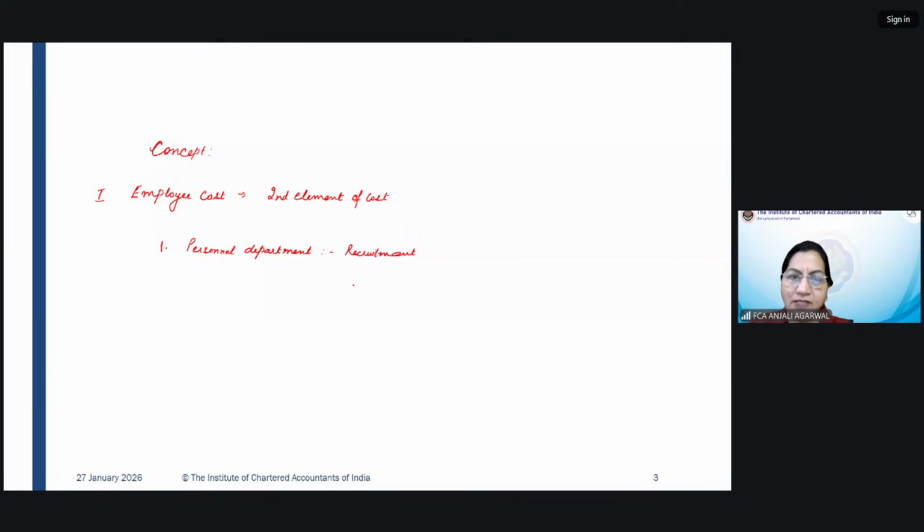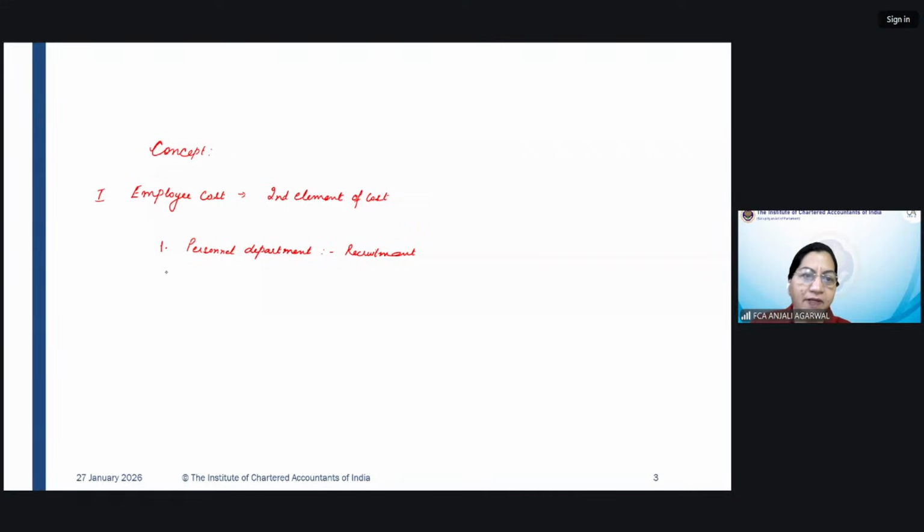Whenever there is a need for employees in an organization, the concerned department will make a request to the personnel department that we need employees for this particular purpose. So when we need employees, the personnel department comes into the picture, conducts interviews, ensures that the right employees are selected, and they are inducted and trained in the organization.